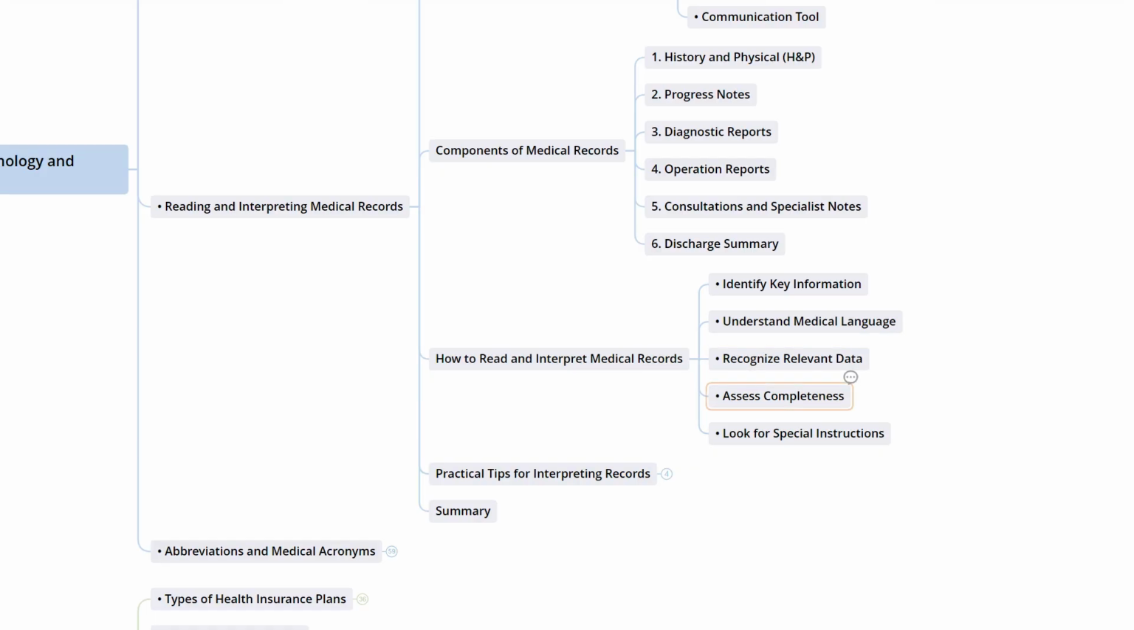Assess completeness: ensure the documentation supports the codes to be assigned. Incomplete records can lead to errors. Look for special instructions. Note any modifiers or specific details that influence coding.